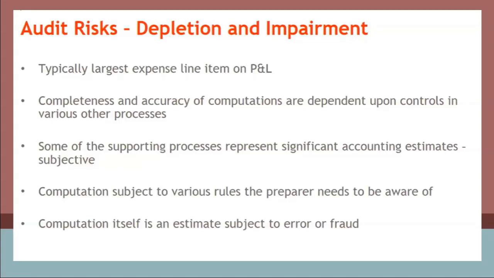Okay, so for your audit risk, things that you want to keep in mind when you're auditing these sections is that depletion and impairment are typically the largest expense line items on the P&L. Completeness and accuracy of these computations are dependent upon controls and various other processes. Some of the supporting processes represent significant accounting estimates that are very highly subjective. So a lot of your reserve report estimates are what drives these calculations.